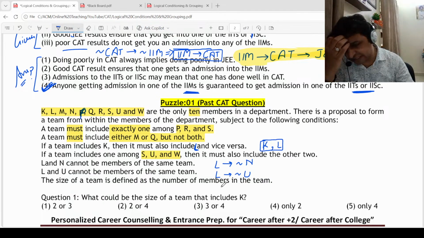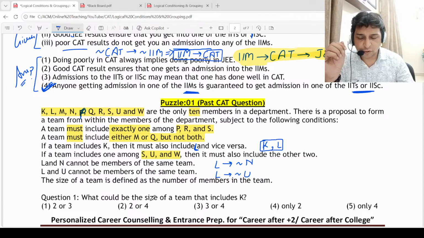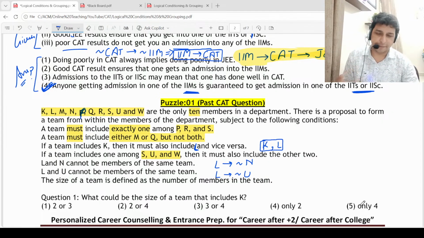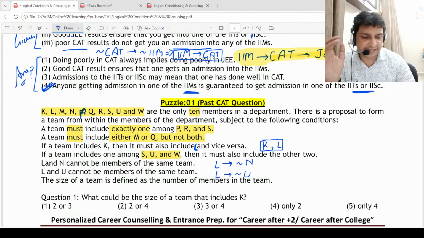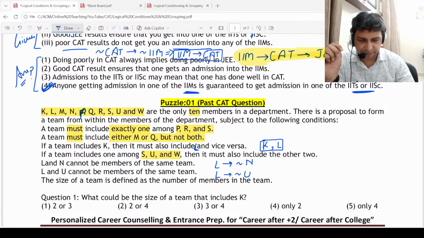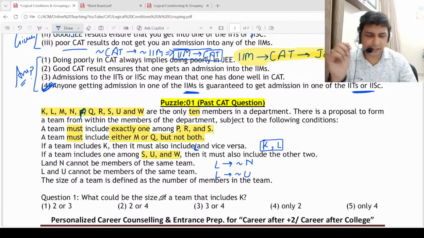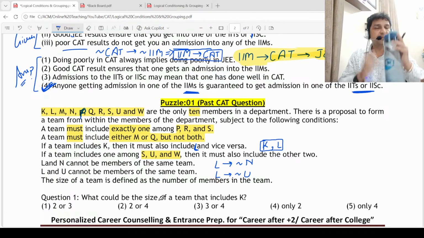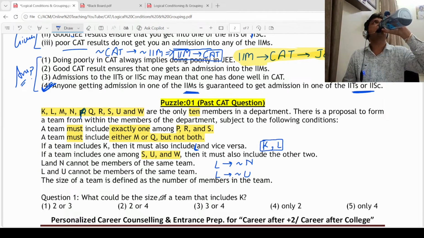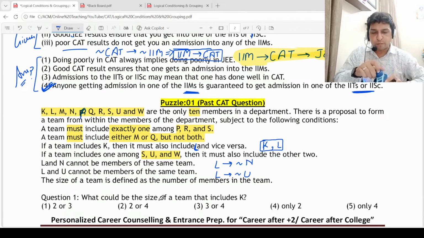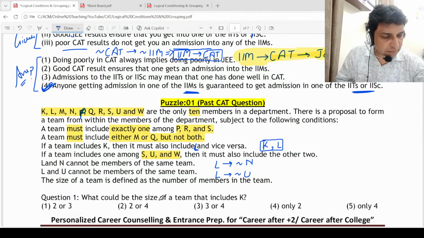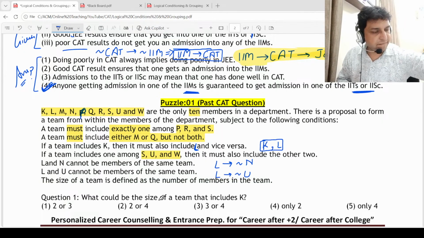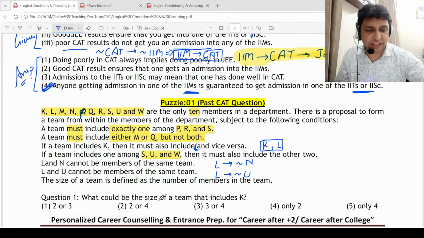The size of the team is defined as the number of members in the team. So the first question, I believe, is quite clear. If there's any doubt, you can ask me in the chat. I'm opening that side by side. The first question asks: what could be the size of the team that includes K? So K has to be a part of the team.